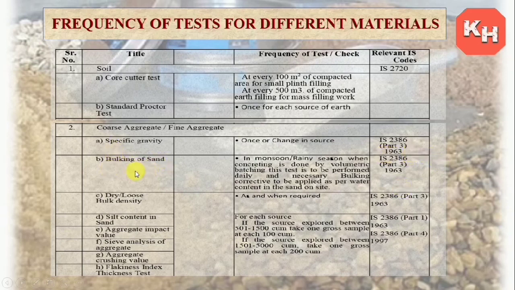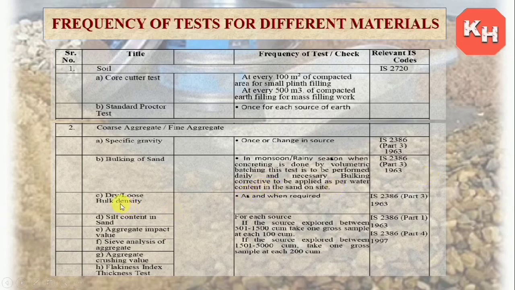Bulking of sand. Bulking of sand is mainly done in monsoon or rainy seasons when concreting is done by volumetric batching mixer or other means. This test is very important. It is performed daily, and the necessary bulking correction is applied to the water content to be verified. So bulking of sand is done in monsoon and rainy season whenever concreting is done. This is as per IS 2386 part 3 1963.